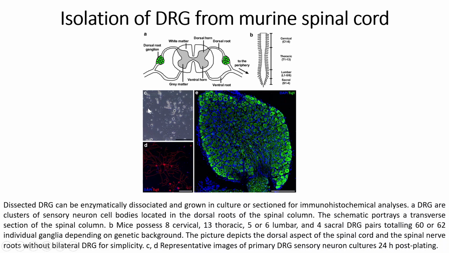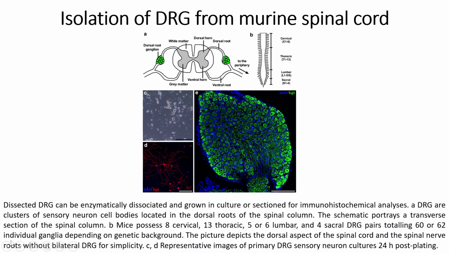So in this week's lecture, we discussed how we can isolate the dorsal root ganglia from the murine spinal cord. This is how the dorsal root ganglia look. As you can see in the figure, the dissected dorsal root ganglia can be dissociated and grown in culture or sectioned for immunohistochemical analysis. Figure A shows that the DRG are clusters of sensory neuron cell bodies located in the dorsal root of the spinal column.